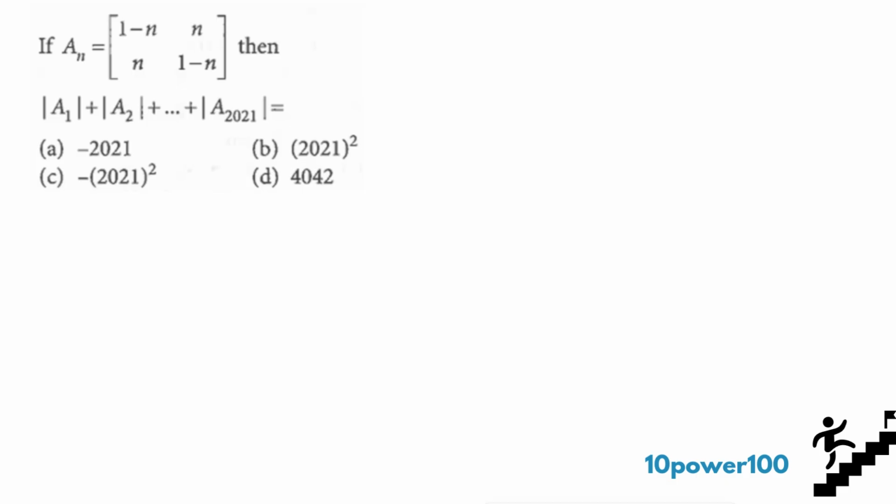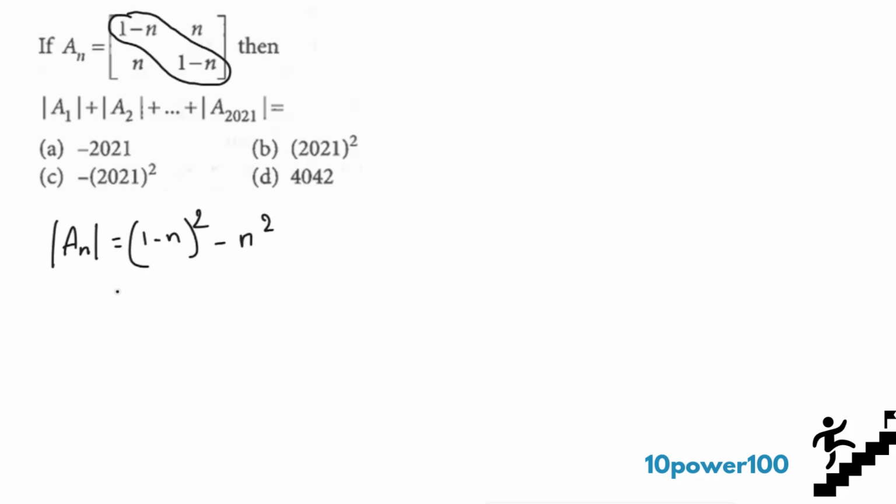Now first we'll calculate the determinant of An. So determinant of An is equal to what? It is the multiplication of main diagonal elements minus multiplication of subdiagonal elements. So the main diagonal elements are 1 minus n and 1 minus n, so that becomes 1 minus n the whole square, and the subdiagonal element is n into n, minus n square.